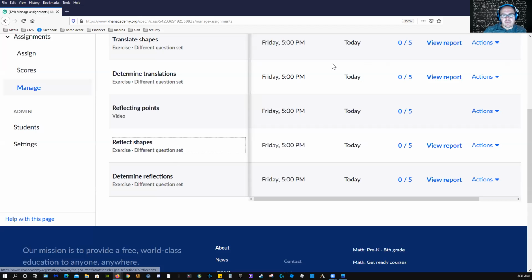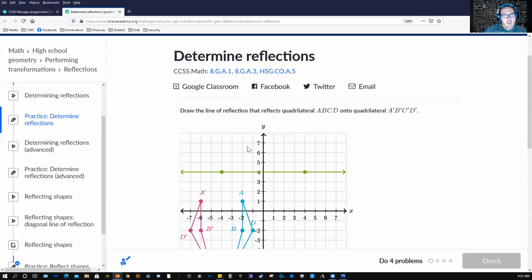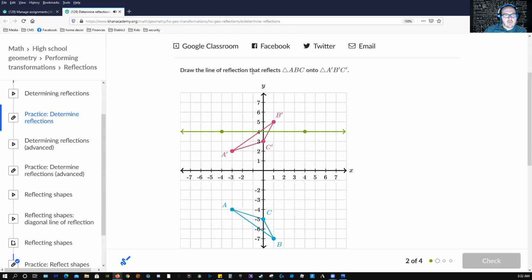The last lesson this week is right here. Determining reflections. Draw the line of reflection that reflects quadrilateral ABCD onto quadrilateral ABCD prime. Okay, so I just need to put the line right down the middle of the two. That's fun. Draw a line of reflection.